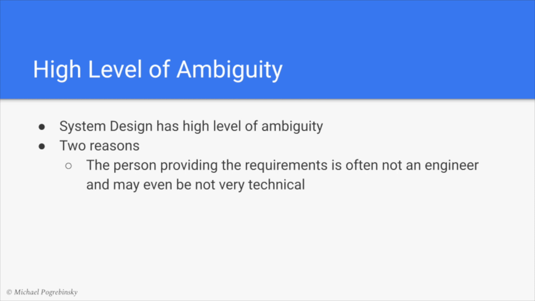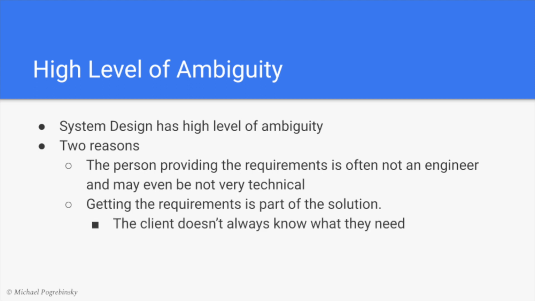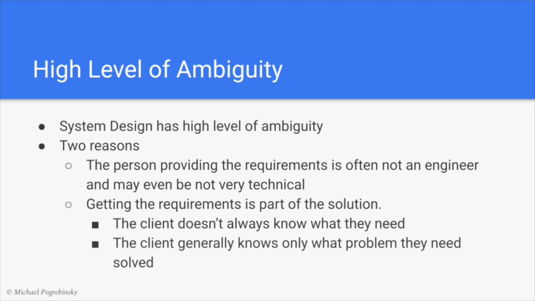The second reason for the high level of ambiguity is that getting the specific requirements is already part of the solution. This may seem a little odd for us at first, but we have to remember that the client doesn't always know exactly what they need. The only thing they know for sure is the problem they need to solve. To demonstrate this, let's take a specific example.